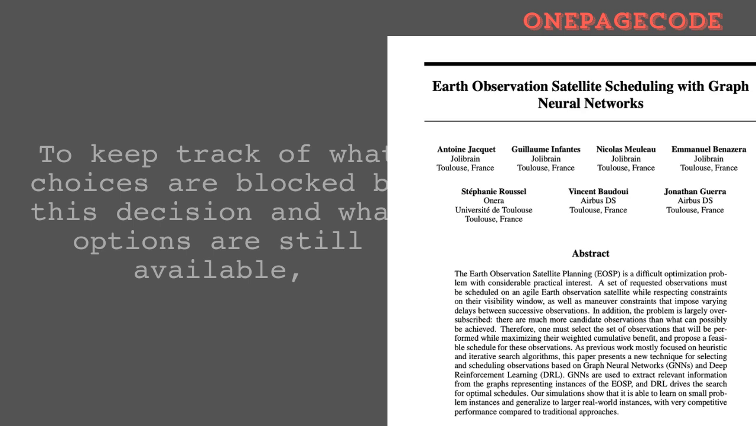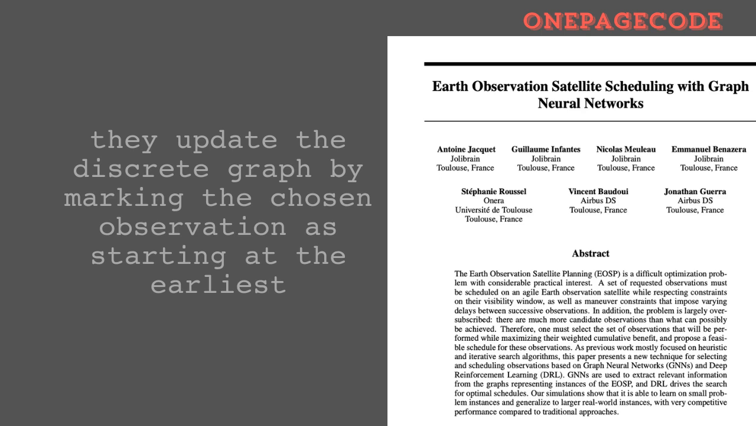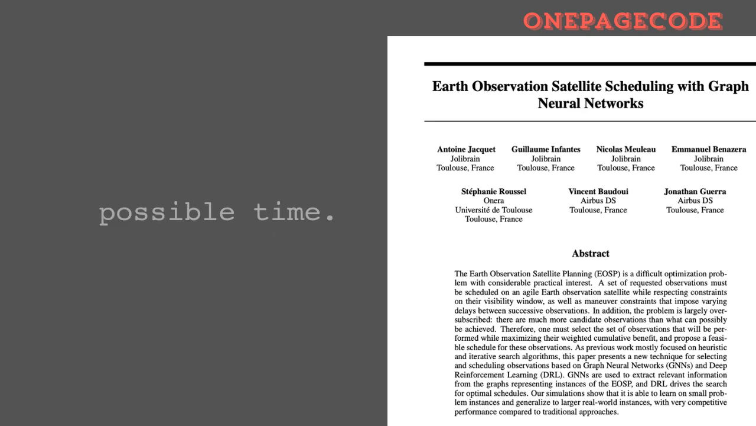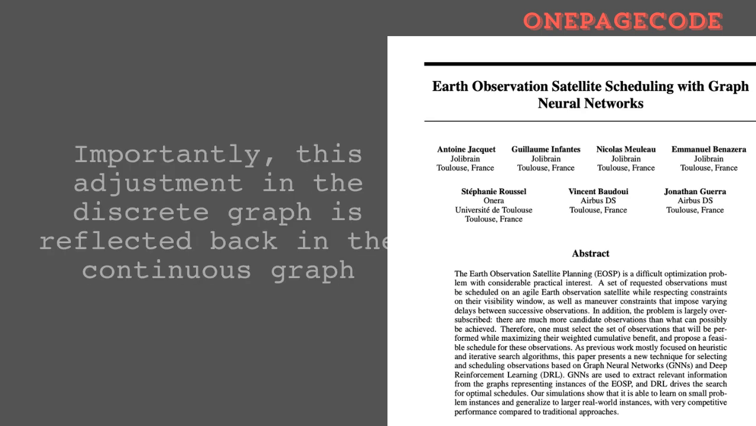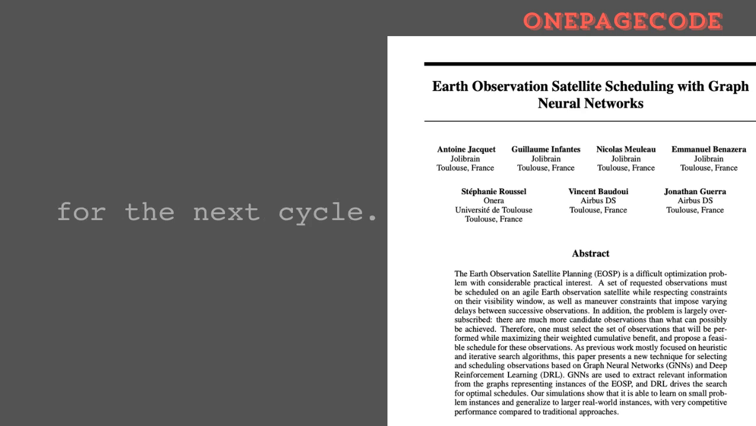To keep track of what choices are blocked by this decision and what options are still available, they update the discrete graph by marking the chosen observation as starting at the earliest possible time. Importantly, this adjustment in the discrete graph is reflected back in the continuous graph for the next cycle.